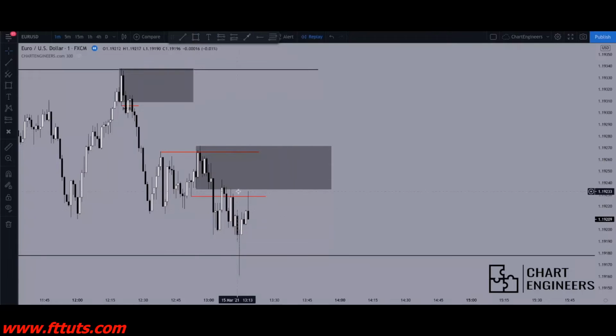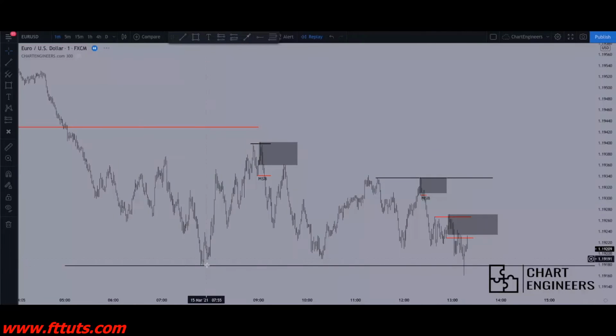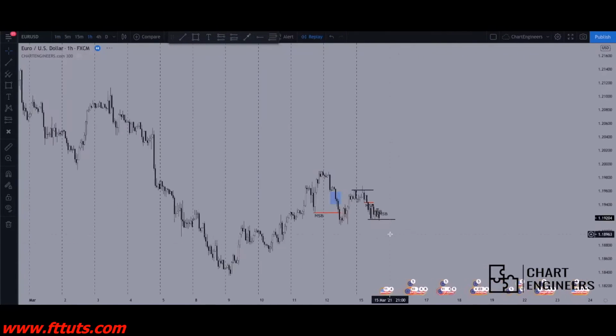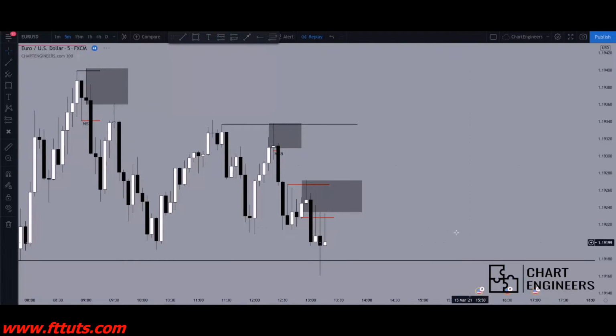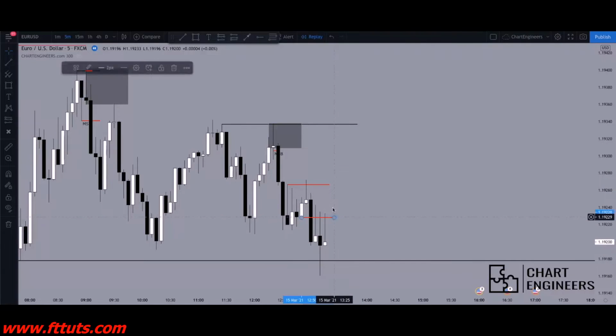However, I would have taken this trade, but I would have closed it here, and that's because we're at the H1 and H4 low. So we are at this H1 and H4 low, so I wouldn't be comfortable shorting into that area, so I would not be taking that trade.